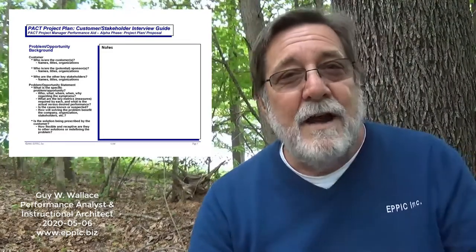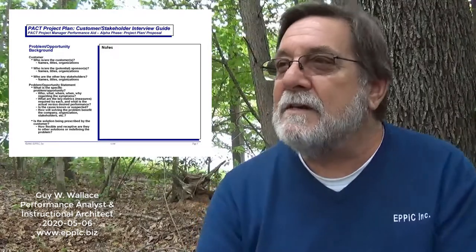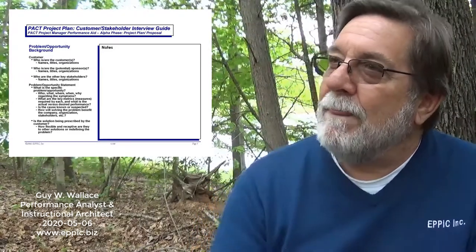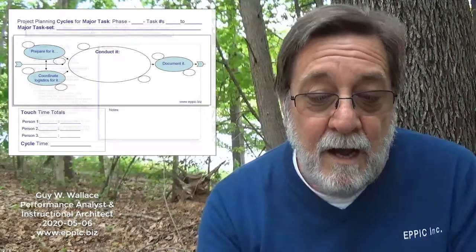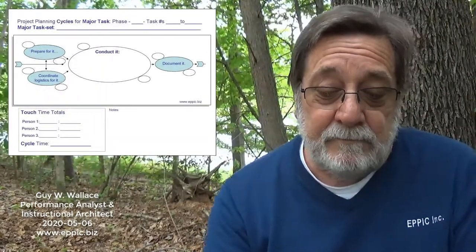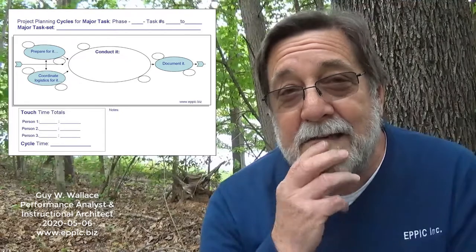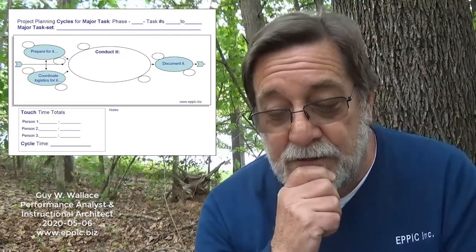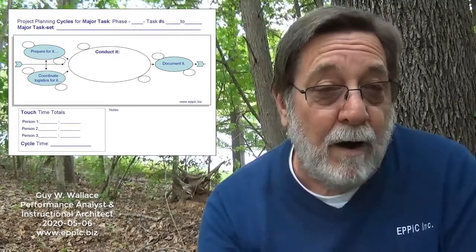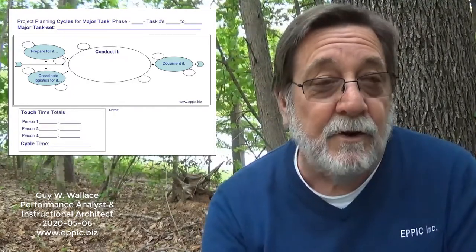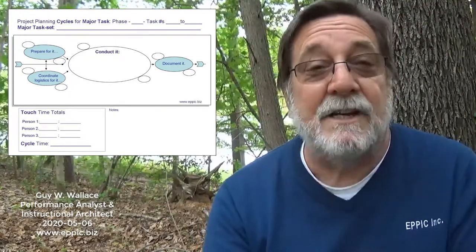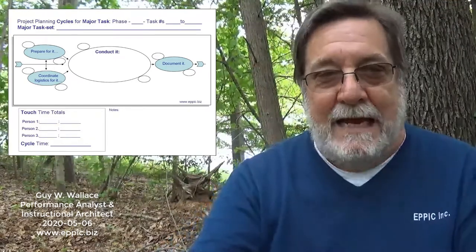Another critical aspect about this is that I've built a little model here. This model says, here are the major tasks, and you can see by the graphic that there are 4 major bubbles. 3 of them are blue, 1 of them is clear in the middle. The one in the middle says conduct it. So that's conduct this task.